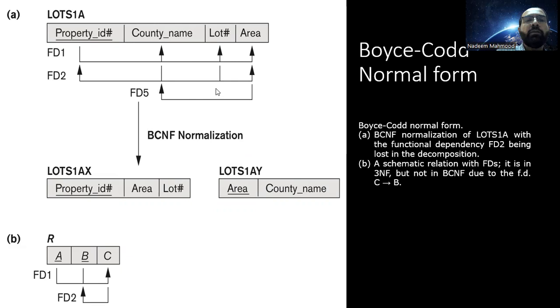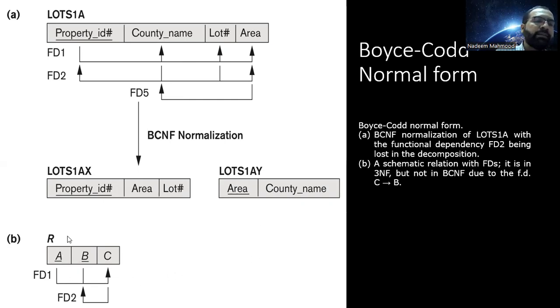But there is one problem. What is the problem? There are multiple candidate keys in the relation, as we have observed. So what we can do is separate area and county name into a separate relation. You can see here, property ID, area, and lot can also be separated. So in this manner, the property ID, area, and lot come in one relation, and in the other table we have the area and the county name.